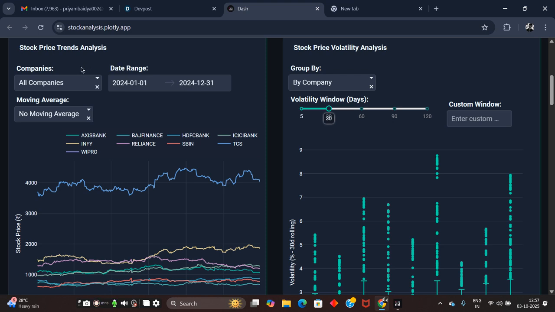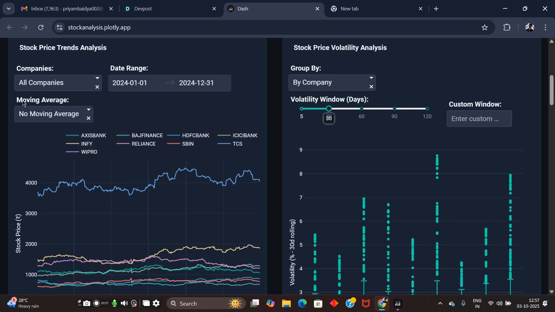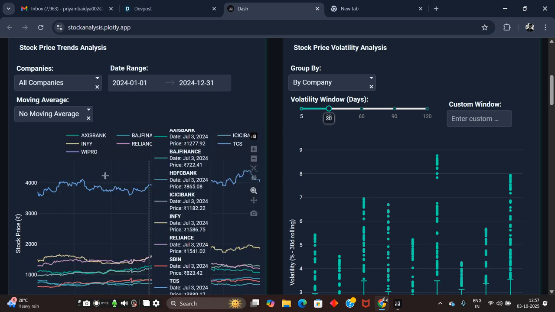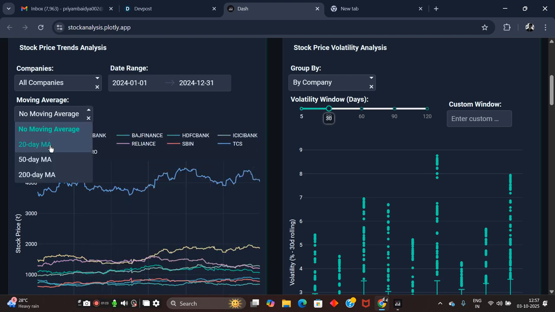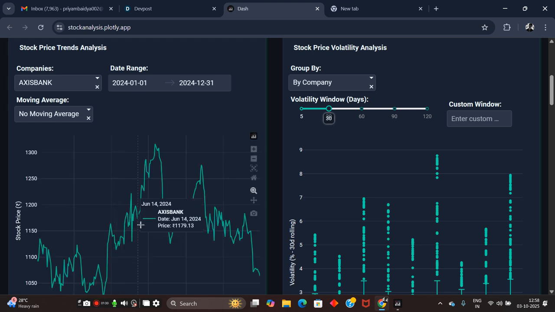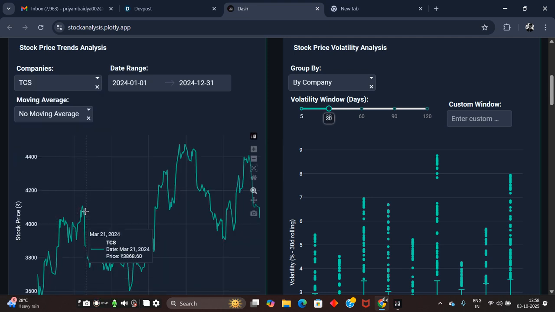Now on the left side, we see the stock price trend analysis. There is a different analysis of different companies. It is an overall summary of different companies all in one chart. The moving average segment shows the 20-day, 50-day, and 200-day moving averages. If you see Axis Bank, we can see the graph peaking here at the price of 1316 and a low of 1137. You can see TCS here and all this.